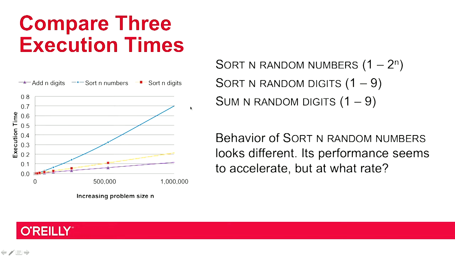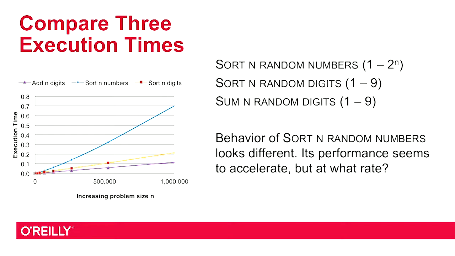Why does the yellow line look like it's very close to the purple line? In fact, I'm wondering, is it linear? And why does the blue not look linear at all? In fact, as you look at it, it looks like it's curving up slightly. It looks like it's accelerating. And so I don't know how to characterize its behavior.